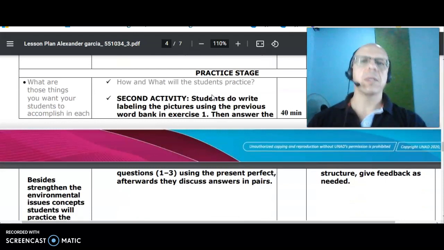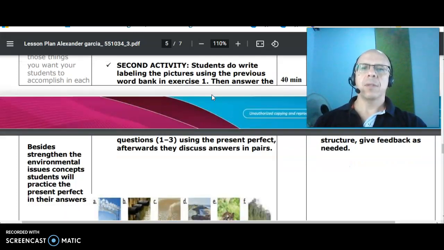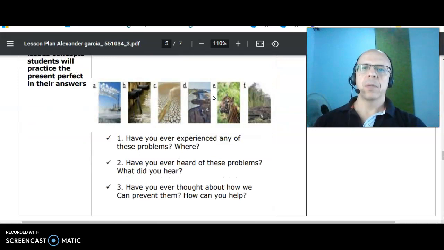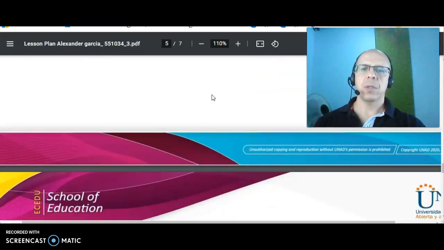So the second activity after that: the students write, labeling the pictures with the previous word bank. Then they answer questions 1, 2, 3 using the present perfect. So you can see here are the questions. They will discuss these questions.